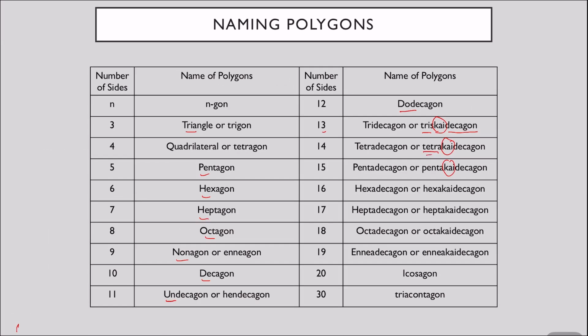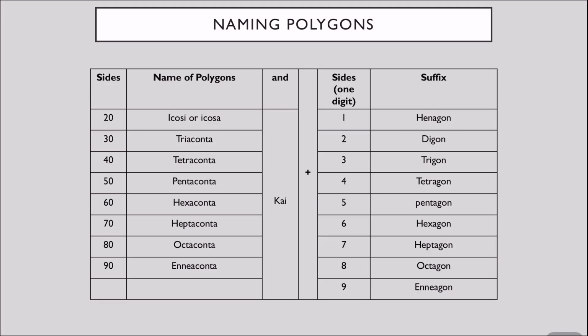And then we have pentakaidecagon, hexakaidecagon, heptakaidecagon, octakaidecagon, enneakaidecagon, and icosagon for 20. So this is similar to decagon. 20 is icosagon. Then 30 is triacontagon. And then as you can see, after 10, 20, 30, 40, we have triacontagon if it's just 30, 40 tetracontagon.